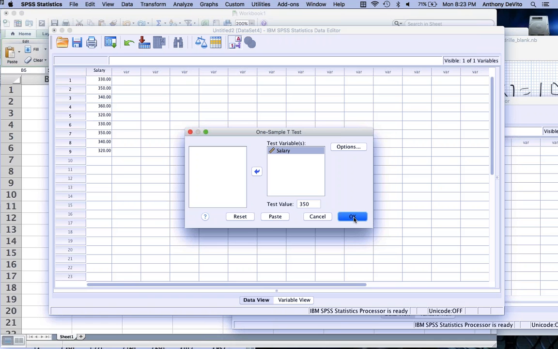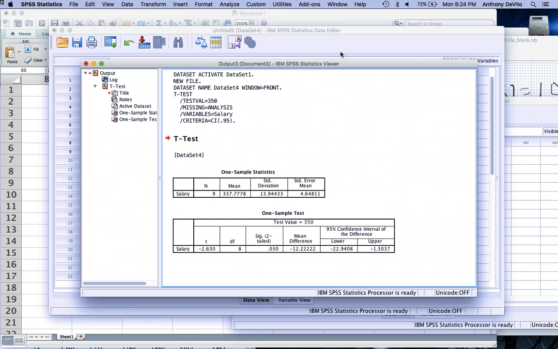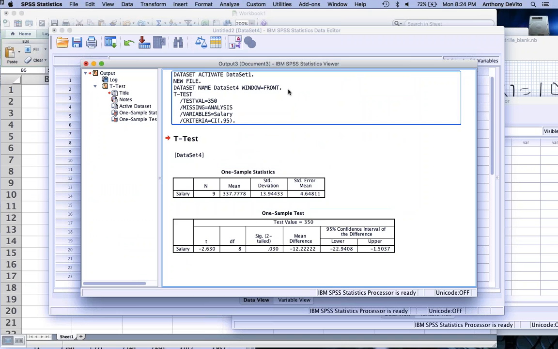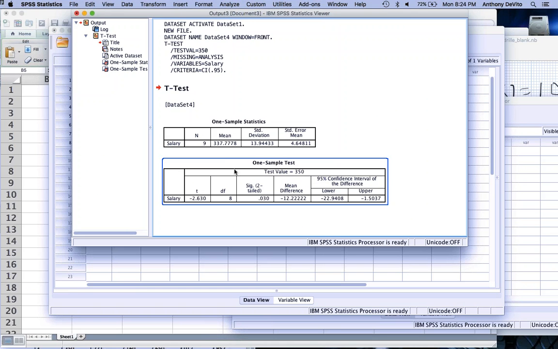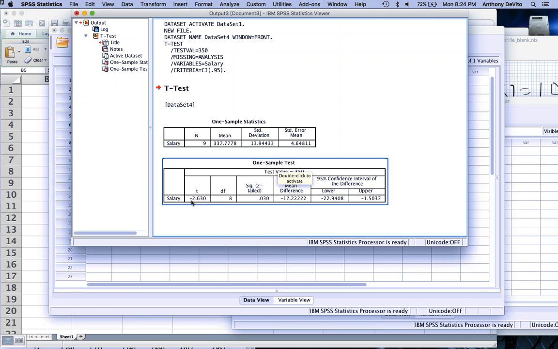It'll calculate the t-score just as we did before. Maybe. I'll give it another. Oh, there we go. Okay. It calculated the t-score just as we did before. T-score. Our mean for the sample was 337.78. Standard deviation 13.94. Just as we calculated it. 4.6 roughly was our standard error. Our t-score turned out to be minus 2.63, just as we calculated.